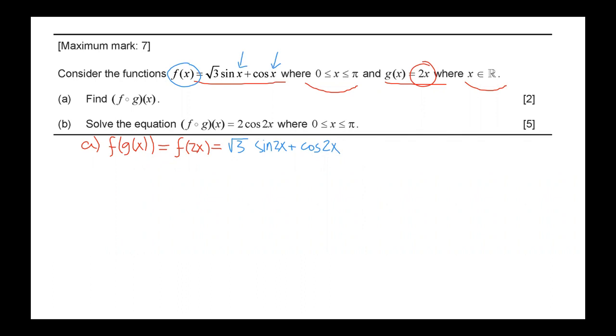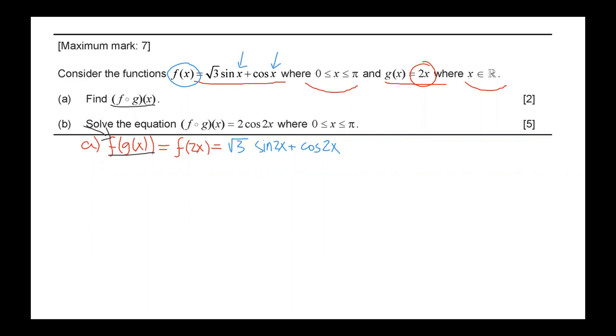Question A simply required us to find an expression for f of g of x. The two notations are equivalent, so the way they wrote it and the way we wrote it are pretty much the same, but I find that this way just makes more sense. It's better visually to understand what we're doing. We're putting g of x inside f of x by replacing every x by the corresponding g of x value, which is 2x. So for question B, we're required to solve the equation f of g of x equals 2 cosine 2x.